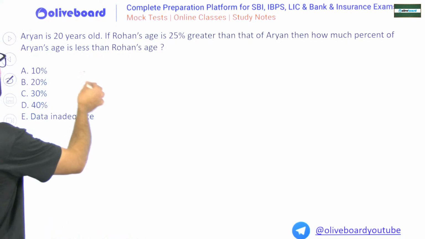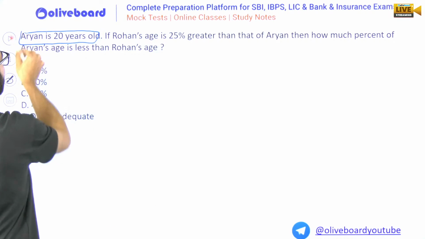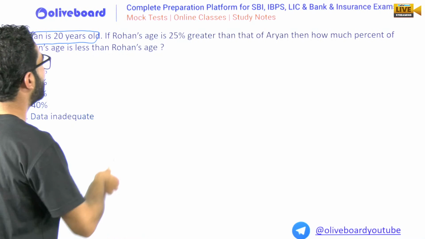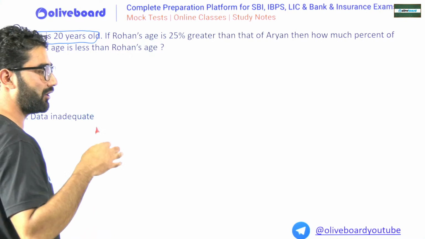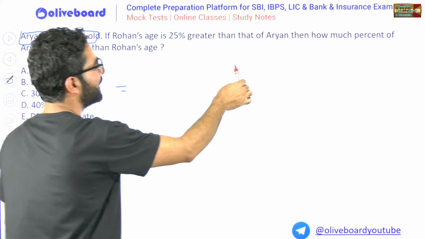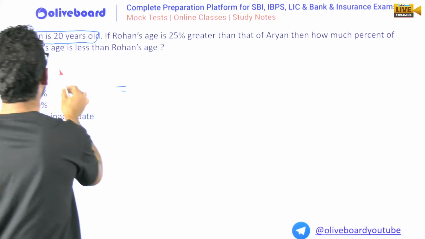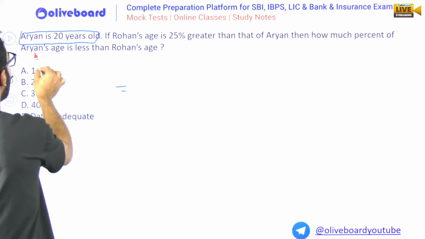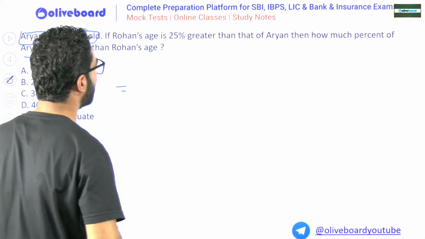Now, we don't need this data, we could take it, no problem, but in order to save time and make it very fast, we have to calculate by what percent Aryan's age is less than that of Rohan's age.